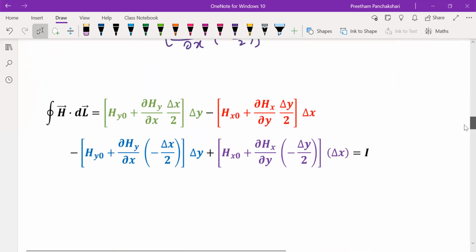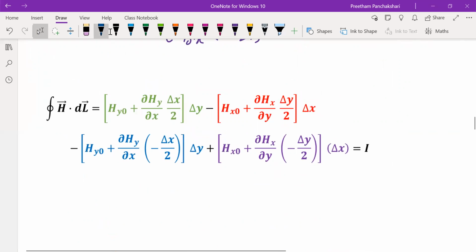The 4 terms are introduced here into this closed loop line integral, and we have to simplify this equation now. Carefully observe here. Hy0, which will be multiplied later with delta y, and here is one more Hy0, which is also multiplying delta y. But it is having a negative sign here, where this one is positive. So when added, both get cancelled. That means these two are getting cancelled after summing up.